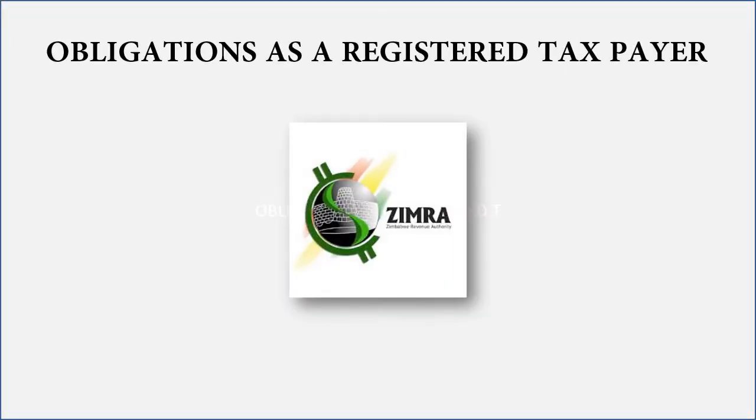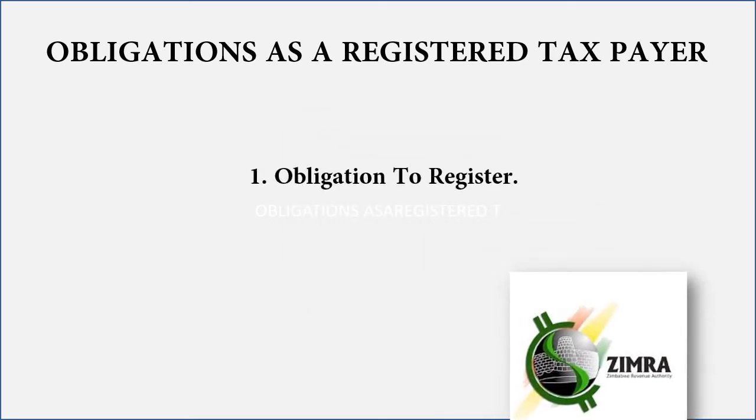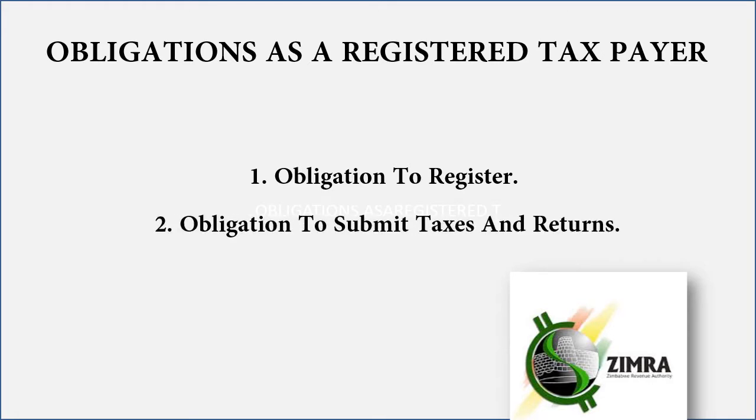Today, we're going to be focusing on your obligations to the Zimbabwe Revenue Authority, ZIMRA, as a registered business entity, which are: 1. Your obligation to register with the authority. 2. Your obligation to submit an accurate amount of tax relevant to a specific revenue head within a specific period, together with a return or form to reflect the amounts paid's allocation.